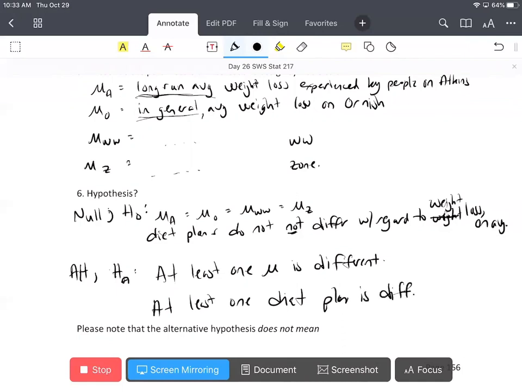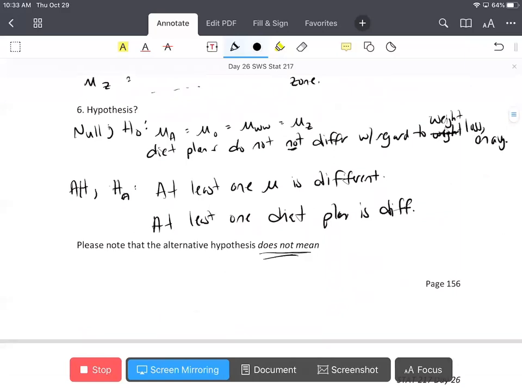Now, when we looked back at that research question, it did not say, do they all differ from each other? Remember, that is not what it said. It just says, do they differ? That's not saying that each one's different from the others, just is one of them, any of them, different? All right, so my alternate hypothesis is at least one mu is different, and that's it. There's not a good way to write it in symbols. Please note this is absolutely not what you want to write.